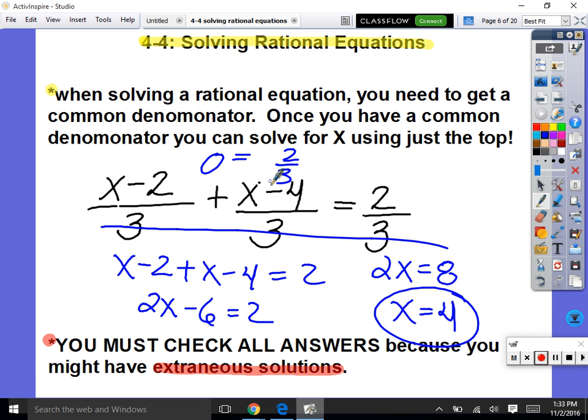That is the answer. We plug in 4, it's going to work. 4 minus 2 over 3 plus 4 minus 4 over 3 equals 2 over 3. So isn't that, 4 minus 2 is 2/3, right? Plus 0 equals 2/3. Isn't 2/3 equal to 2/3? So it was truly a solution. I was just giving you a different example.